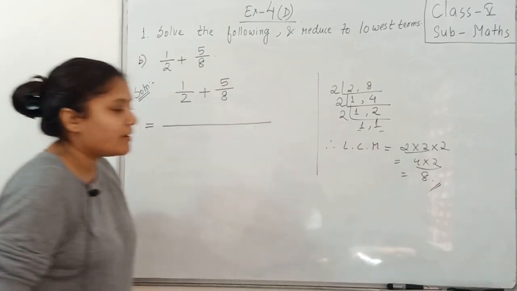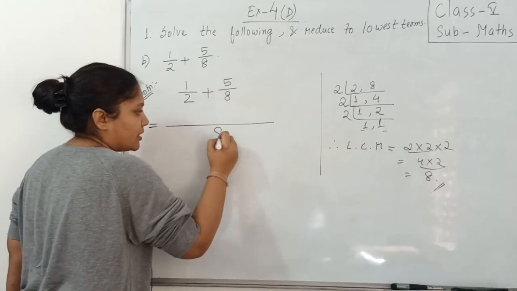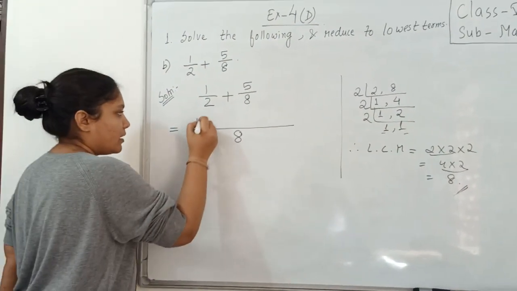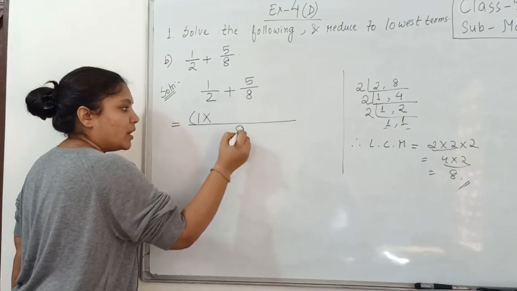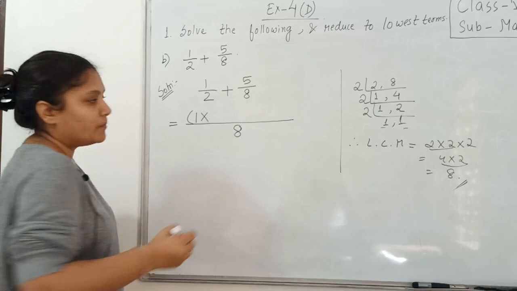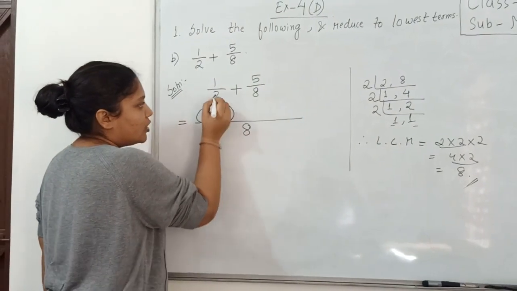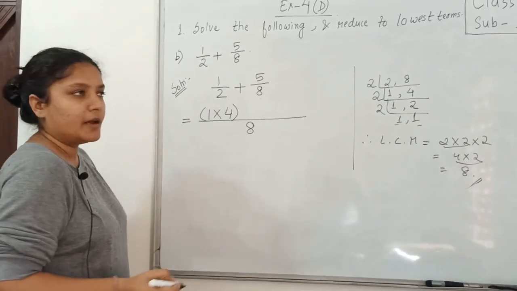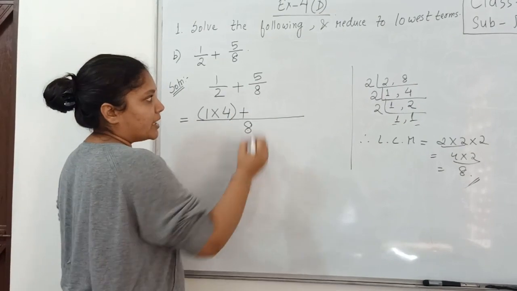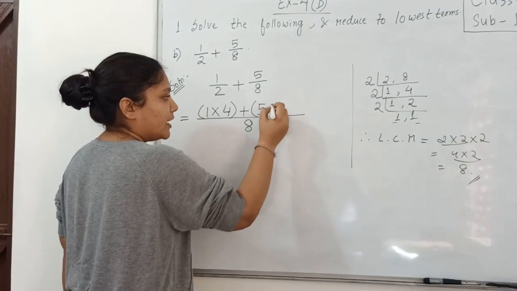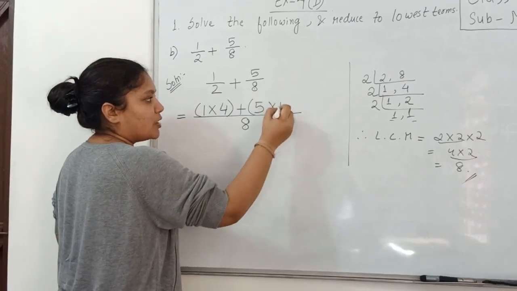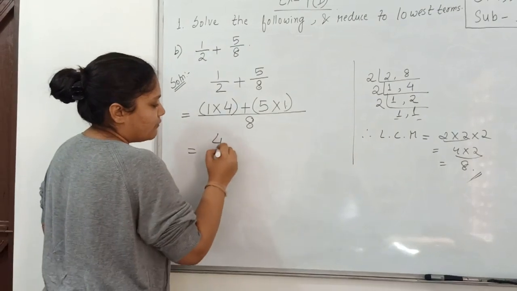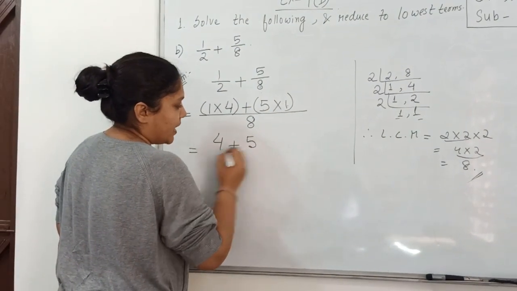So our LCM is what? 8. So we are writing here 8. So what is there in the numerator? 1 into. Now in 2's table, when does 8 come? 2 4s are 8. Just see the timetable. Clear? Then again plus sign. Here it is 5. We will write 5, again into. In 8 table, when does 8 come? 8 1s are 8. Then 1 4s are 4 plus 5 1s are 5, by 8.